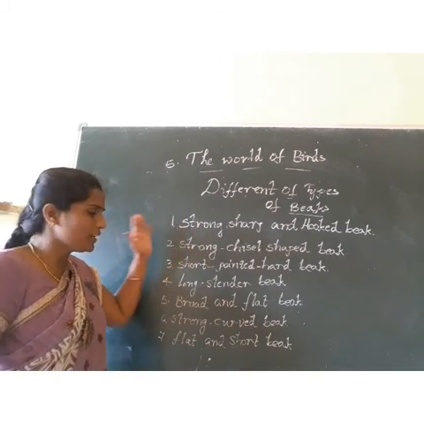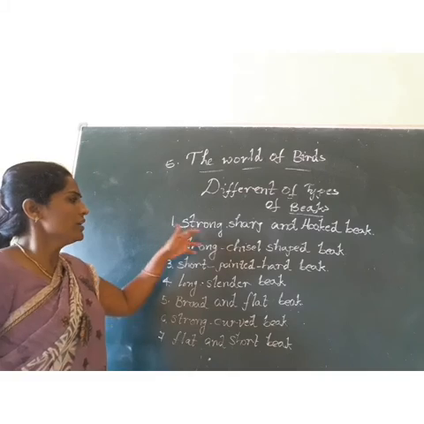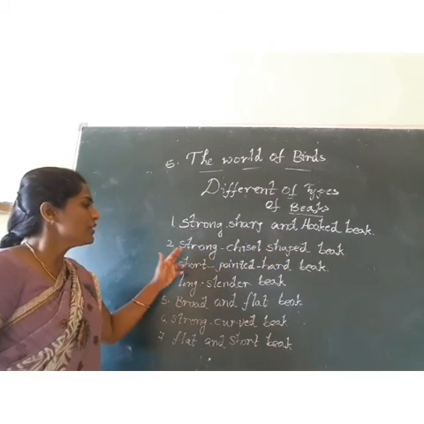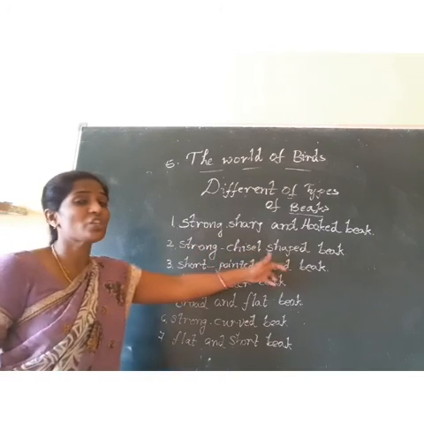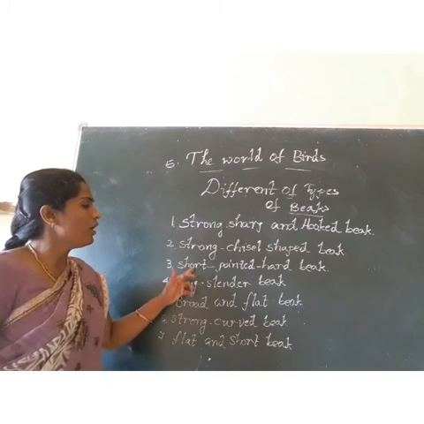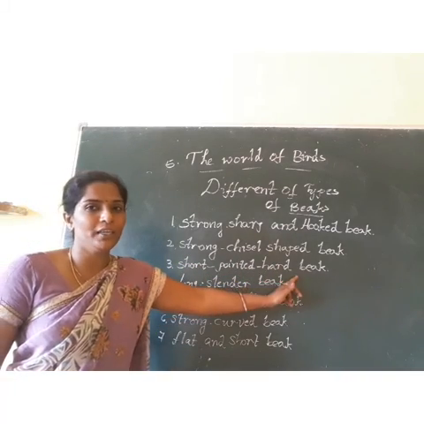So first of all, what are the names? What is the first one? Strong, short and hooked beaks. And the second one, strong and chisel shaped beak. And after that I will explain to you. Third one, short, pointed, hard beak.